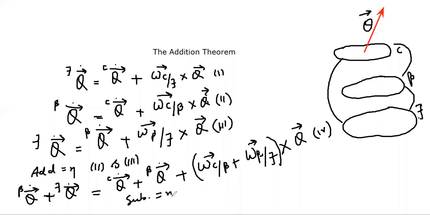Subtracting equation 4 from equation 3. Okay, let's subtract these two equations. As we subtract, first we can write the derivative of q with respect to b and this derivative of p, they will cancel each other.